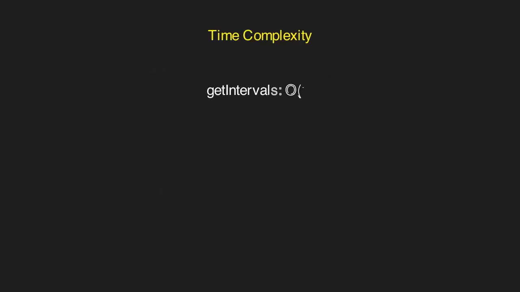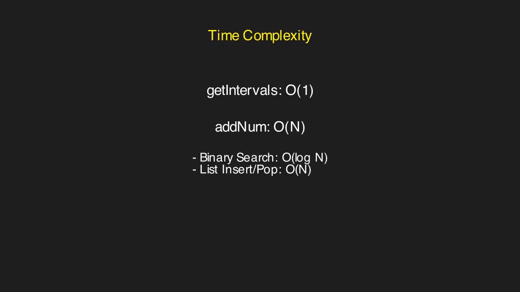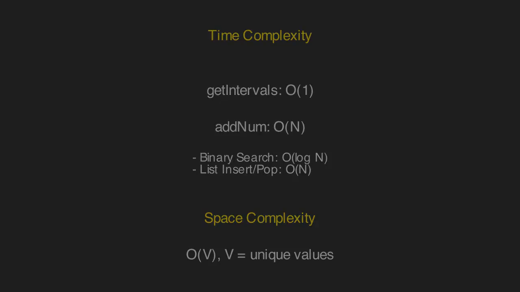GetIntervals is an O(1) operation. For addNumber, checking the hash set is O(1), and finding the insertion index with binary search takes O(log n) time, where n is the number of disjoint intervals. However, inserting into or popping from a Python list takes O(n) time in the worst case. The space complexity is O(V), where V is the total unique values seen. This solution is complete and rigorous.